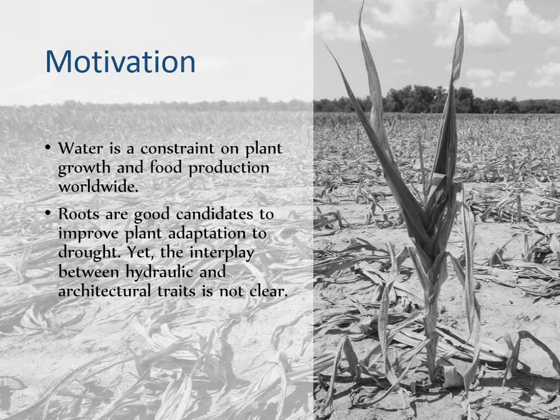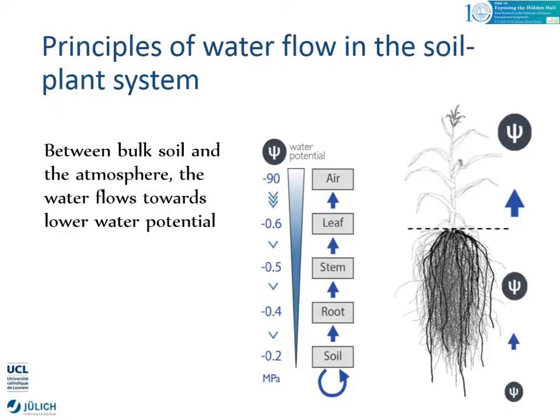So as you know, water is a constraint on plant growth and food production worldwide. So it's one of the biggest abiotic stress. And roots are good candidates to improve plant adaptation to drought. However, the interplay between architecture and root hydraulic properties is not really clear.